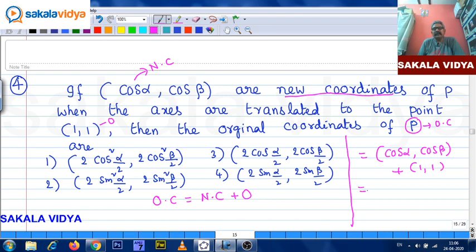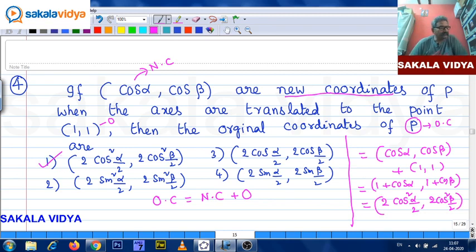That's all. You get 1 plus cos alpha comma 1 plus cos beta. Just use the 1 plus cos theta formula. That is 2 cos square theta by 2. So 2 cos square alpha by 2 comma 2 cos square beta by 2. That's all. It's very simple. So first option. Option 1 is correct. Okay.